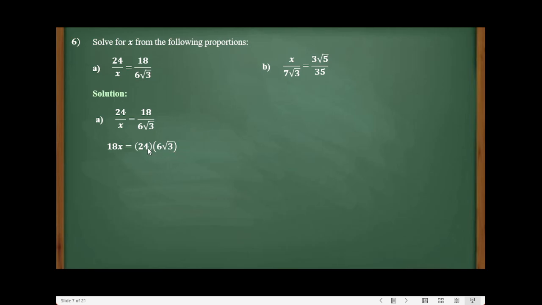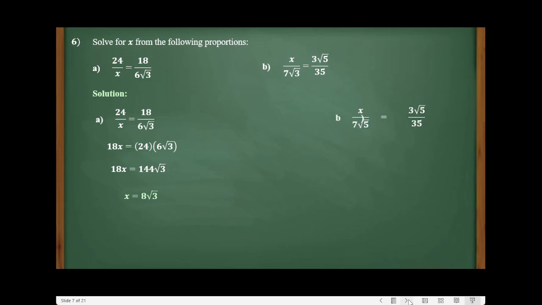We take the product on the right side, and on the left side, that is the product of 18 and x. Okay, so again, we use the cross multiplication or the cross product method. Then, simplifying the right side, it will give us 144 square root of 3. Then divide both sides by 18. And that will give us the value of x, which is 8 square root of 3.